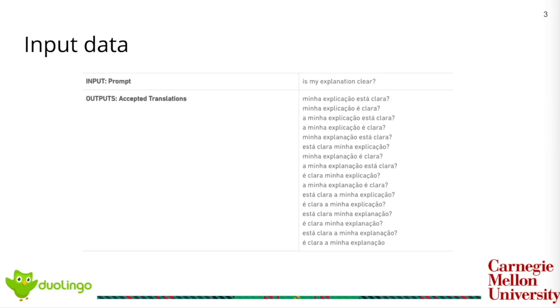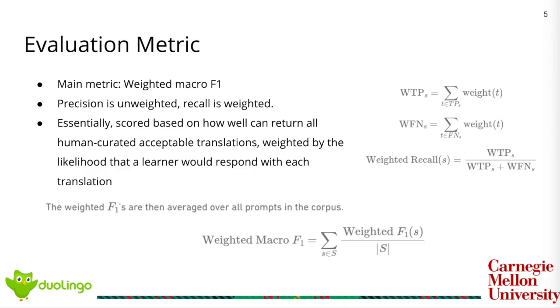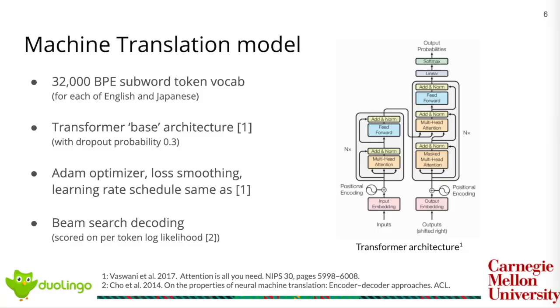Given an input prompt, we want our model to produce a list of acceptable translations. A key point to notice is that not all translations are equally likely. How we take this into account is by using a weighted evaluation metric. We use a weighted F1 where the precision is unweighted and the recall is weighted. We split our experiments into machine translation and paraphrase sides.